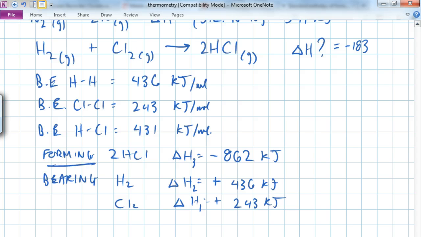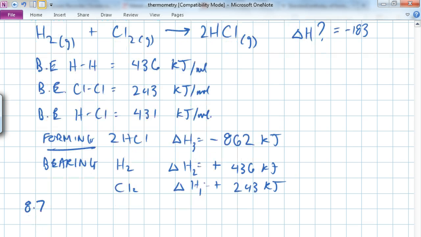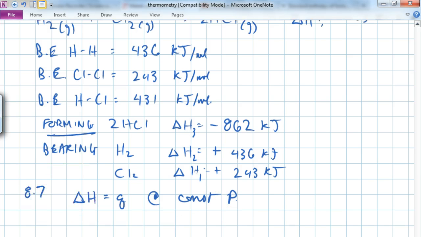All right, now I'm not going to cover the last section, the first law of thermodynamics. We don't typically cover that, but I do encourage you to look at that, at least 8.7, and be familiar with it. Section 8.7, the first law of thermodynamics. When we first started out, we said that delta H is equal to Q at constant pressure. All right, and this section deals with situations where that is not the case.